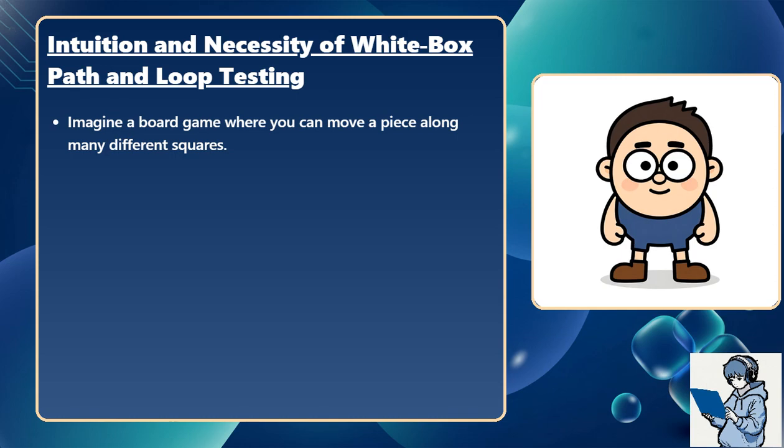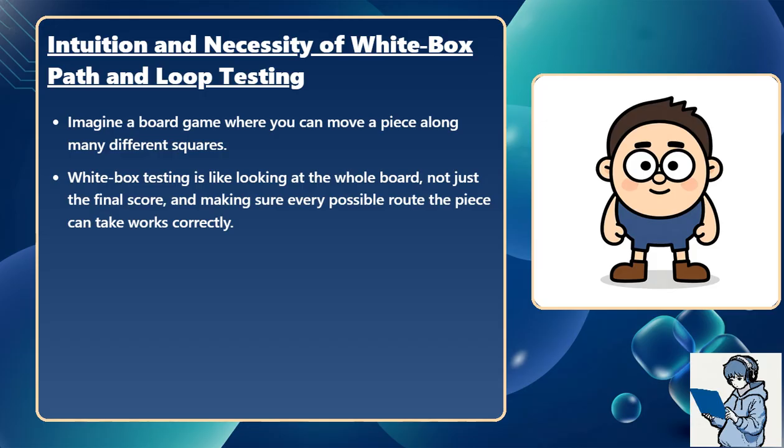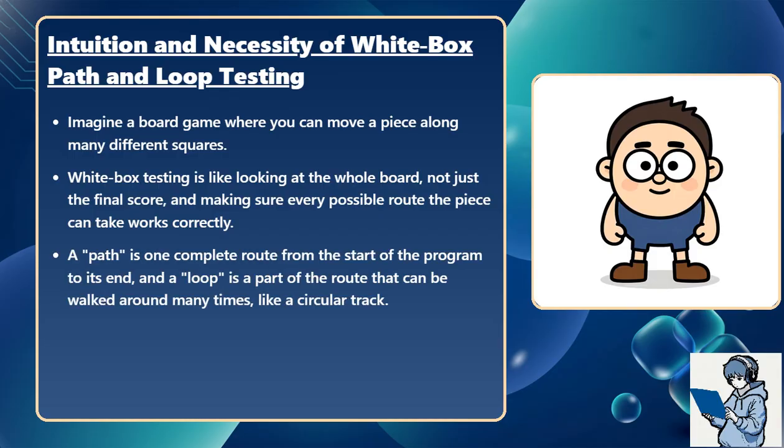Imagine a board game where you can move a piece along many different squares. White box testing is like looking at the whole board, not just the final score, and making sure every possible route the piece can take works correctly. A path is one complete route from the start of the program to its end, and a loop is a part of the route that can be walked around many times like a circular track.